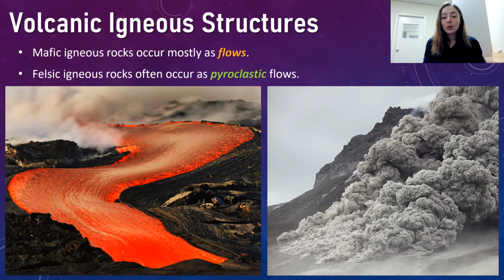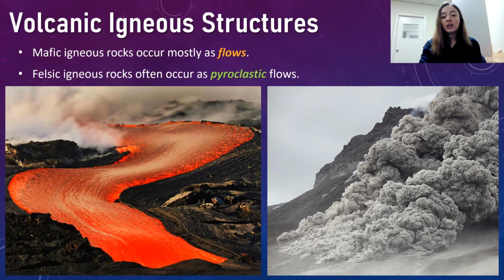And in that video, we discussed two main types of volcanic deposits or flows that cause these volcanic structures. And these were regular old lava flows for mafic igneous rocks or mafic igneous lavas, and pyroclastic flows or pyroclastic fall deposits for felsic igneous rocks or igneous lavas.